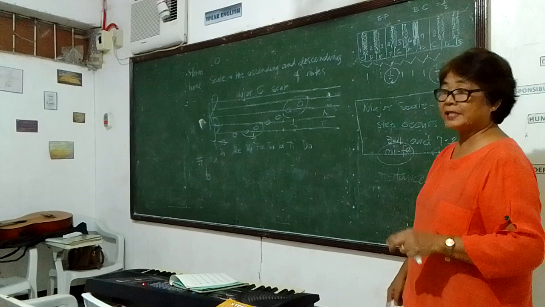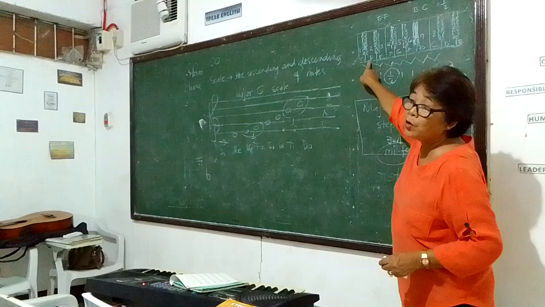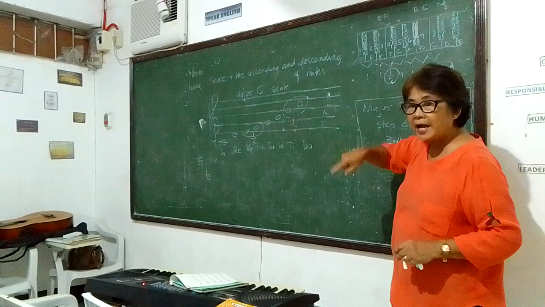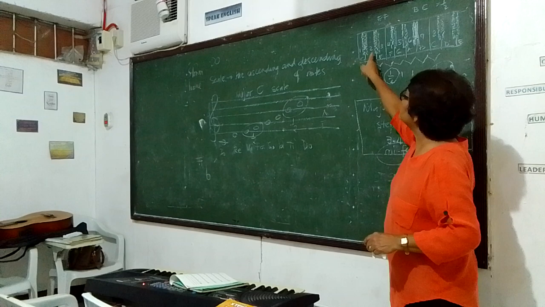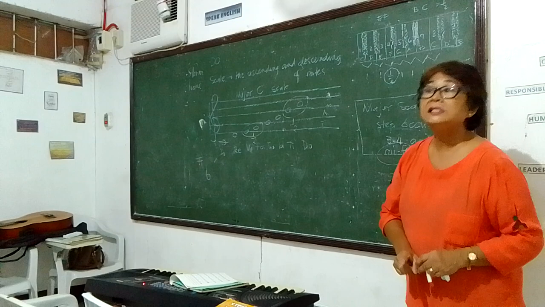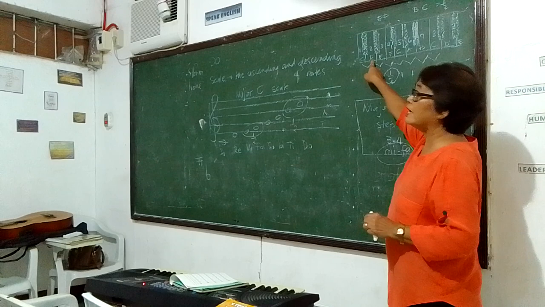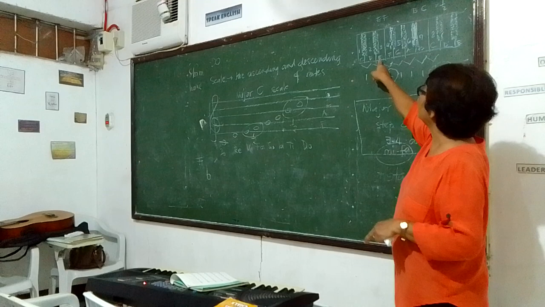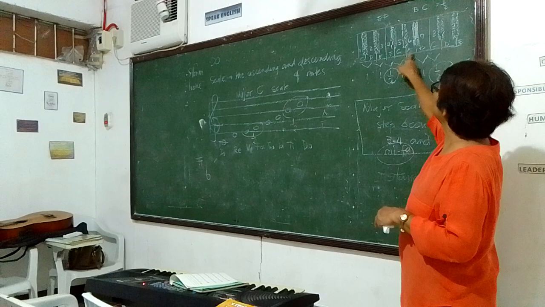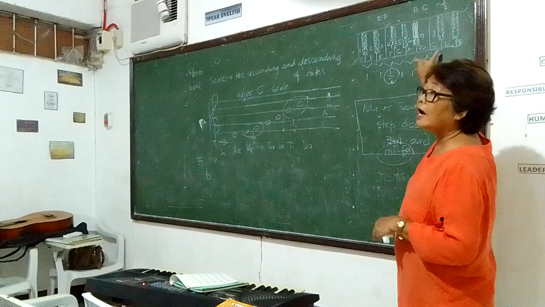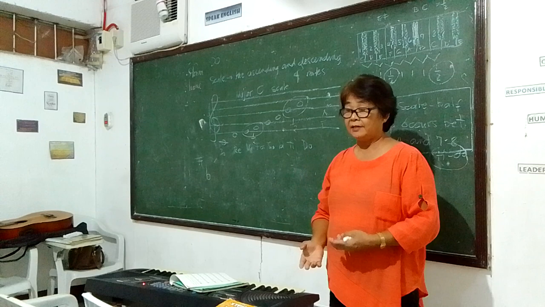So C to D, what is the distance? A whole step, or 1. From C to black is a half step. From black to D is another half step. Two half steps make one whole. Do you understand? So C to D is a whole step. D to E, whole. E to F, half. F to G, whole. G to A, whole. A to B, whole. And B to C, half. That is a major scale.